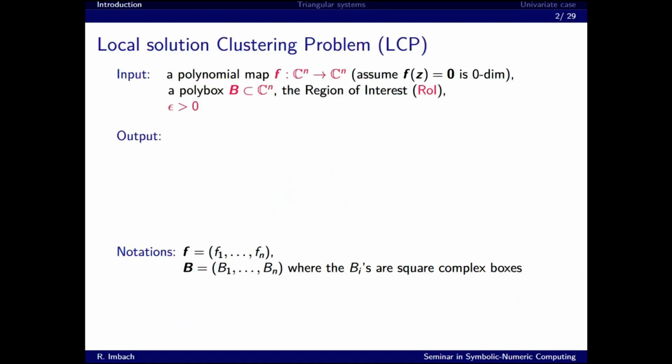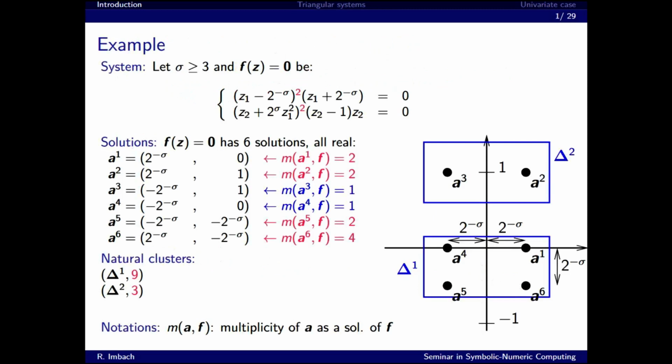So let me make... I don't finish reading. Yeah, it's not easy to understand this if you see it for the first time. Okay, so there's a way to make it easier to understand. Okay, I've got solutions, they have multiplicities, I group them by sets that are clusters. What is this natural clusters and then 9 and 3?